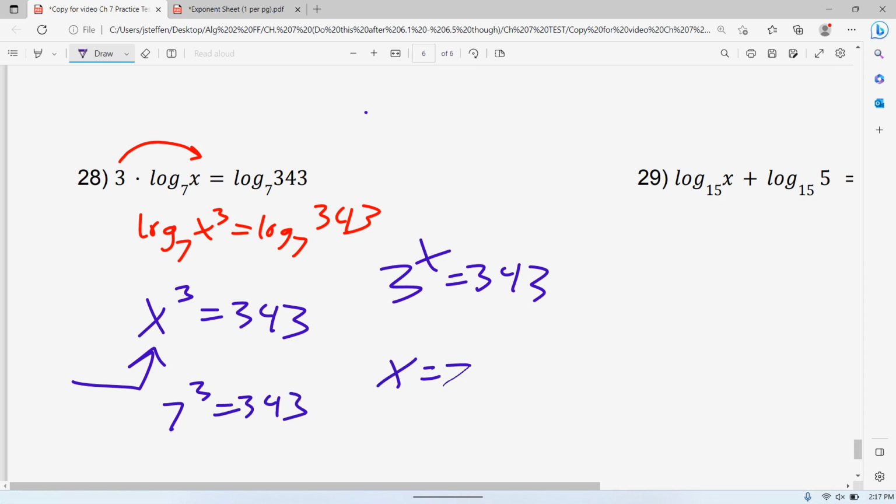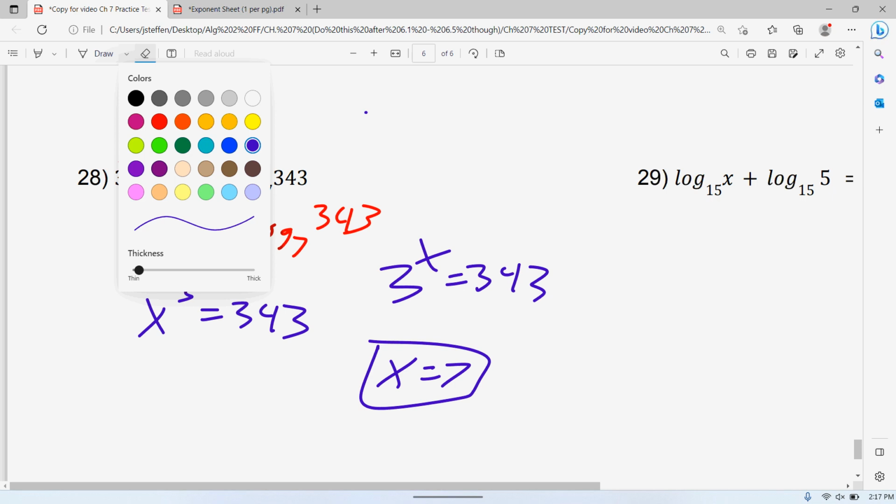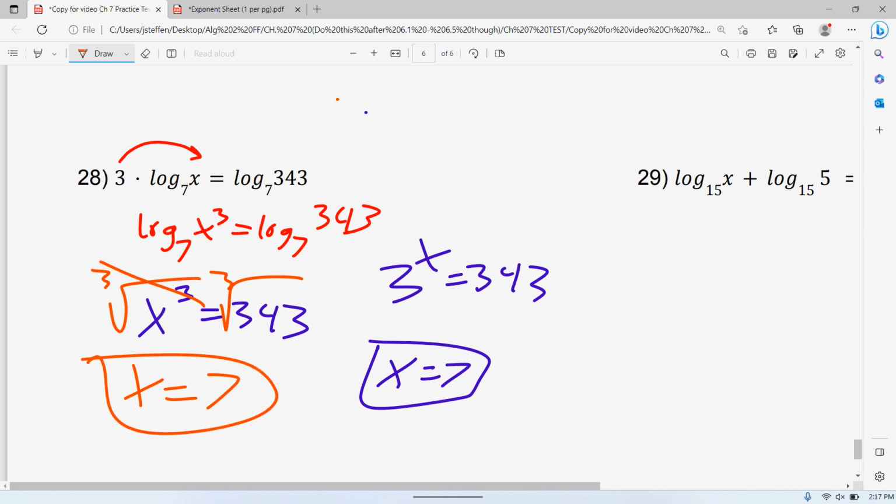The other way to do that one real quick, and you guys should know this from last chapter, is to use the exponent sheet, or take the third root of 343. We have x is equal to 7, so we get the same answer. I personally like that second way that I just did in orange, mainly because I almost messed up this other way.